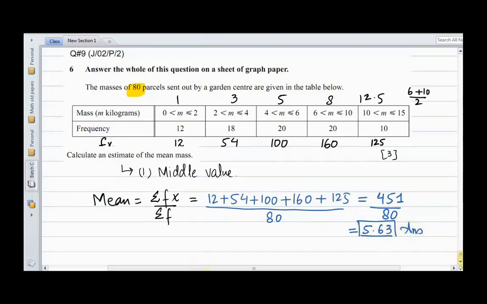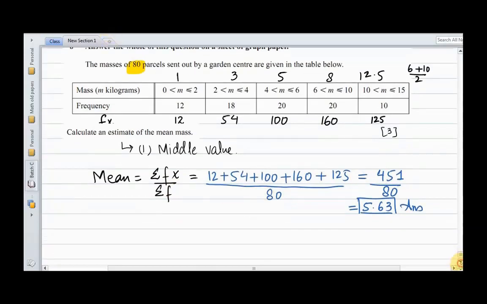So I hope that this question is clear to you and you have a good idea how to find the mean, whether it is discrete data or continuous data, and how you are going to use this mean formula. There are plenty of questions in your past papers that you need to attempt for your practice. Further, we are moving towards the next past paper question.